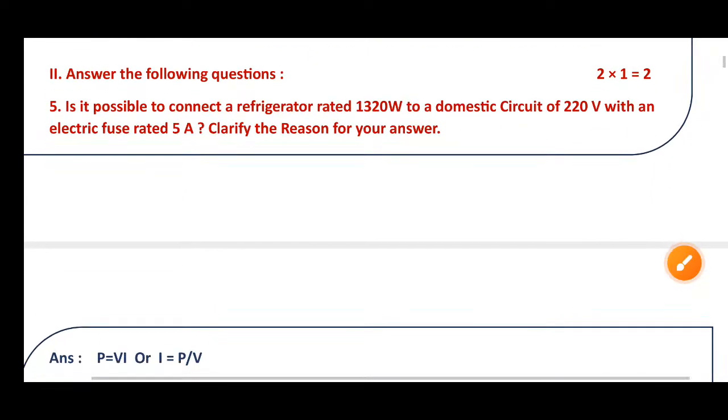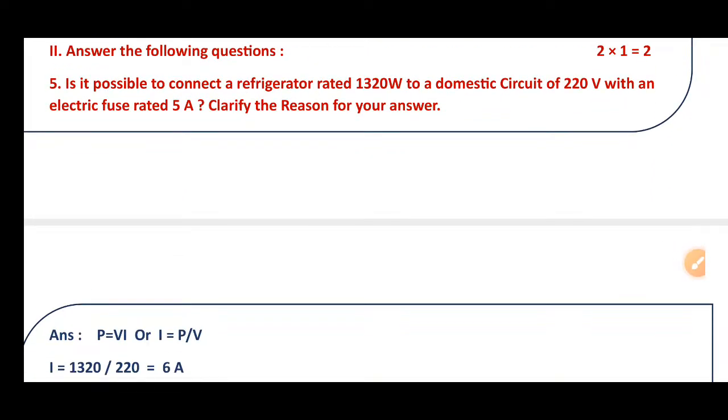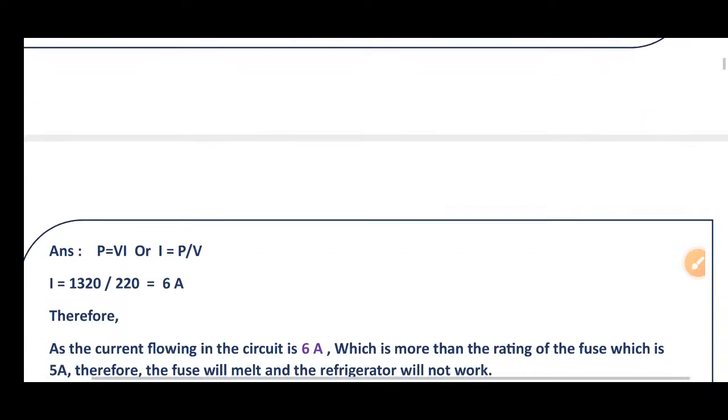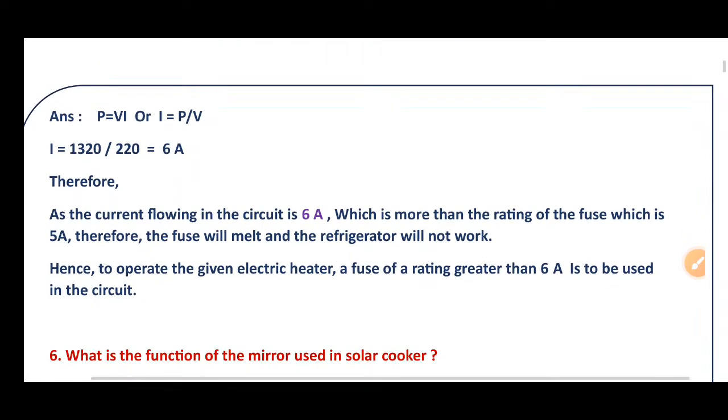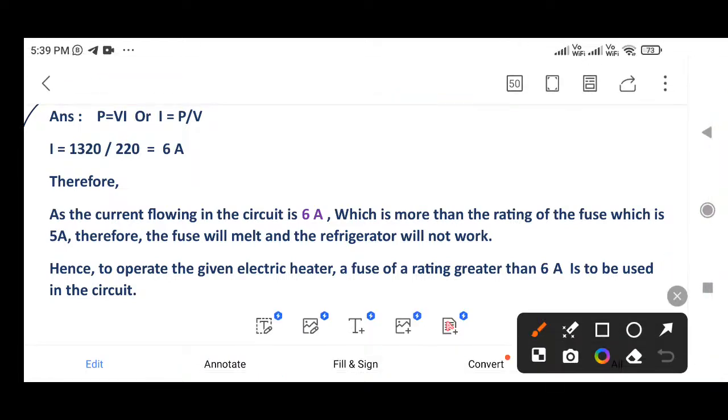Answer the following questions. Is it possible to connect a refrigerator rated at 1320 watt to a domestic circuit of 220 volt with an electric fuse rated 5 ampere? Clarify the reason for the answer, they asked you. We know the standard formula for power, P is equal to VI. What we want to calculate here is the capacity of the fuse, that's why we want to calculate the current.